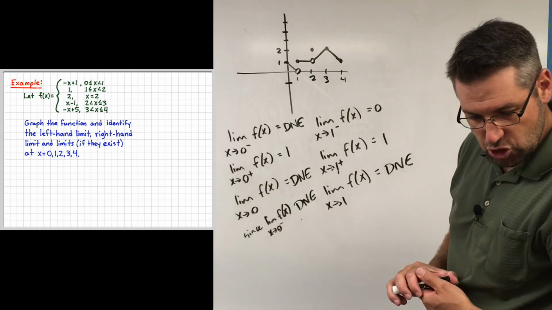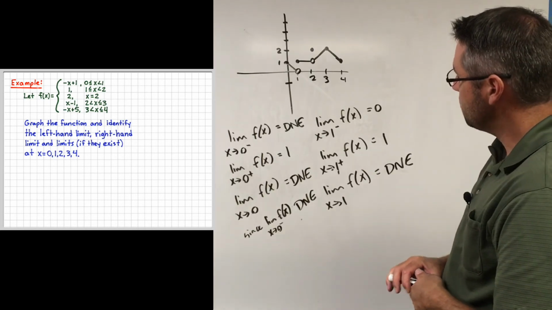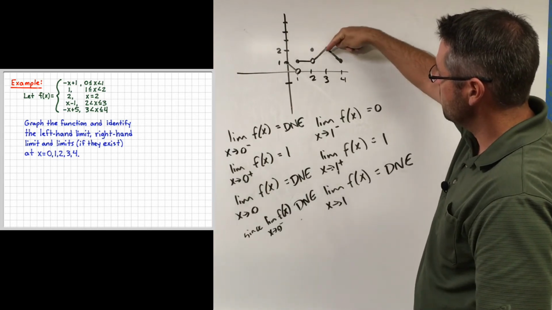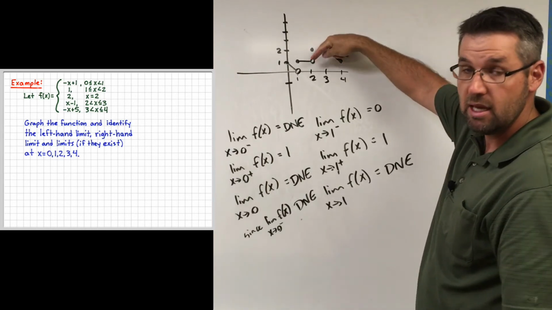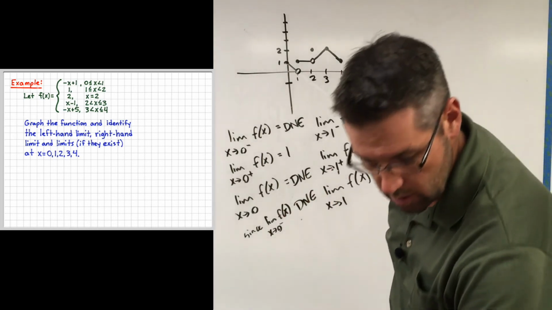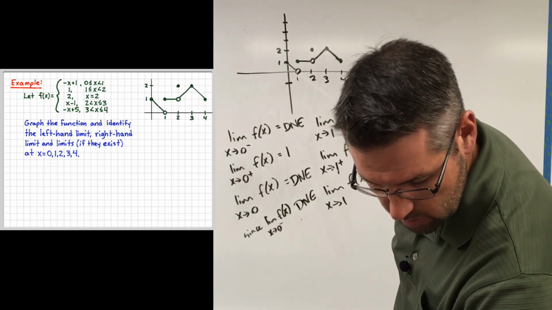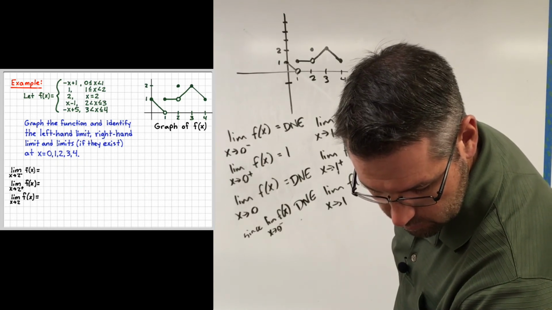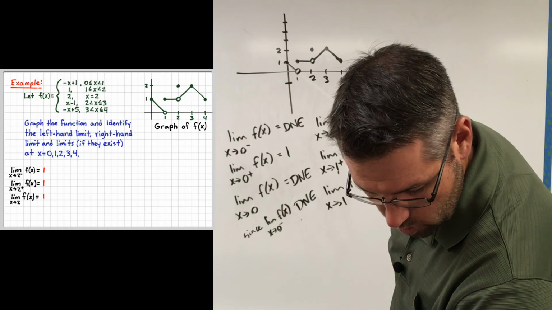Now let's look at 2. The limit as x approaches 2 from the left is 1. The limit as x approaches 2 from the right is 1. And therefore, the limit as x approaches 2 is 1. Okay, so I'm going to go ahead and write some of this out so we can have it. So 2 is 1, 1, and 1.